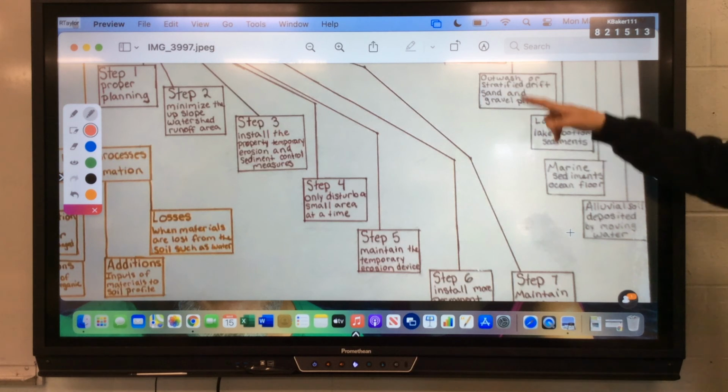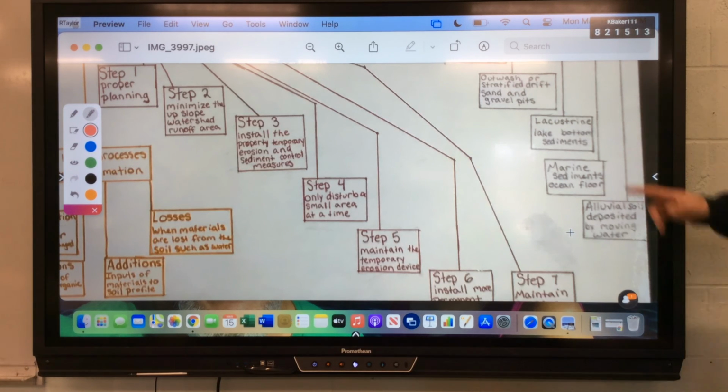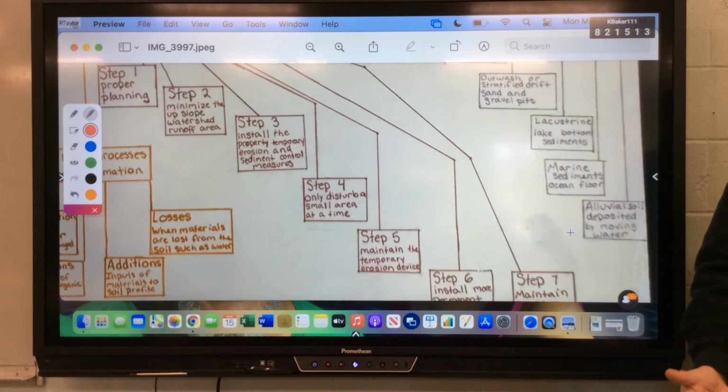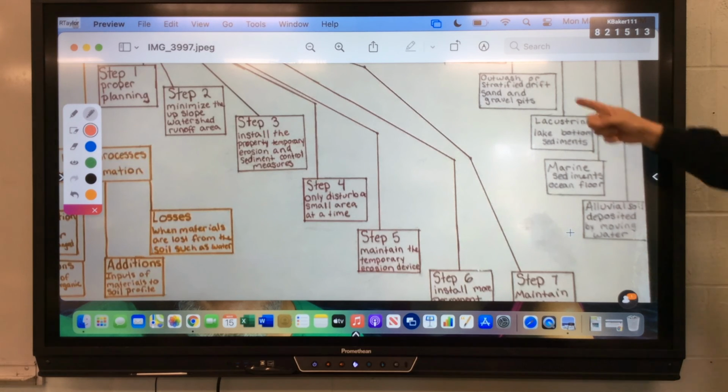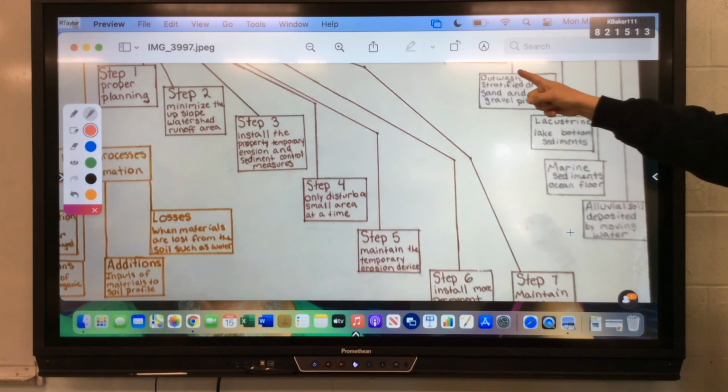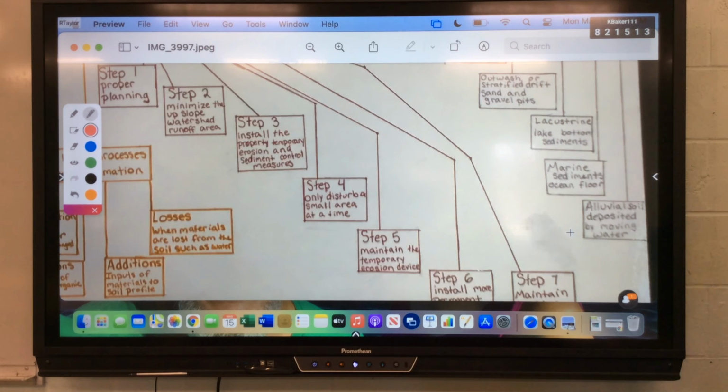So outwash or stratified drift. And the reason they call it outwash is because the sand and gravel washed out of this glacial stream. That's where the name outwash comes from. And stratified drift, they call it that because stratified means it's in layers. Have you ever seen a sand pit that cut into the side of a hill and you can see all these nice layers of sand and gravel within the hillside? That's stratified drift. So this is the same thing. Outwash and stratified drift, two names for the same kind of soil parent material.